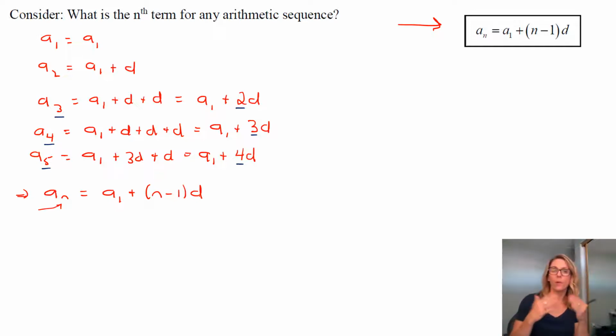So again, the point of this is now you can find any value in your sequence if you know a sub 1 and of course which value you want to find, and then you have your common difference. So this allows us to do some things with that arithmetic sequence. Let's take a look.